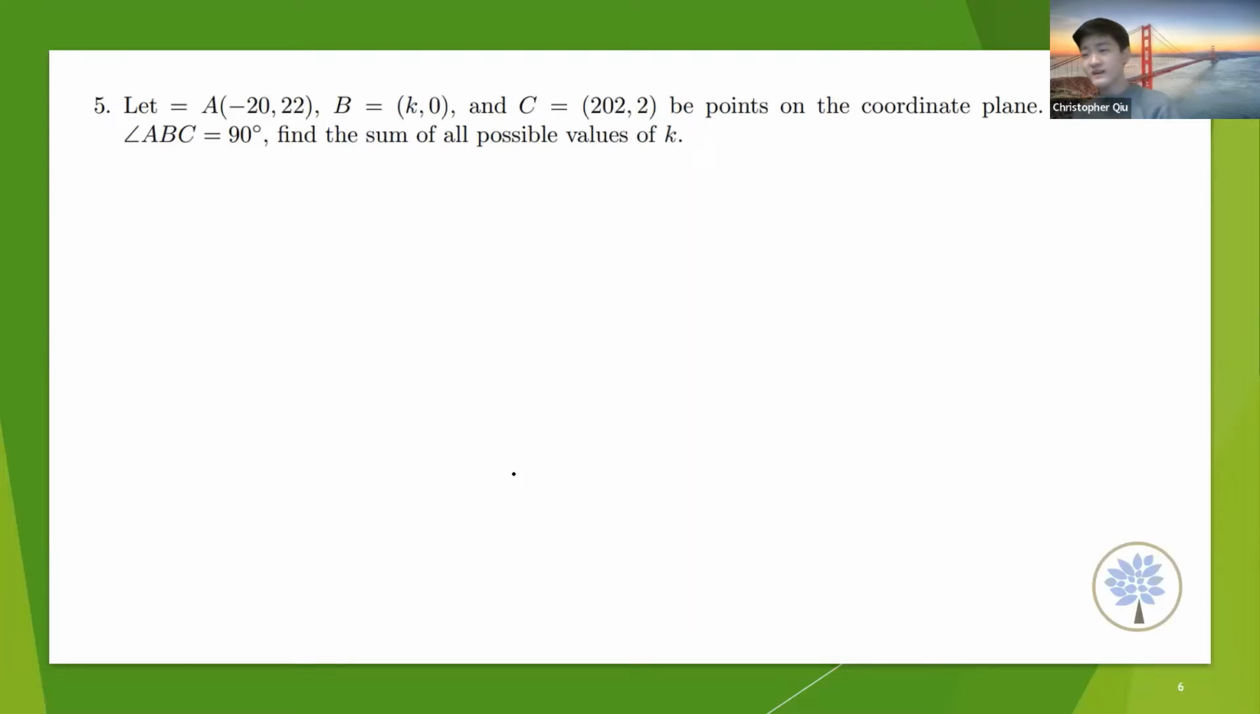All right, so in problem 5, we have 3 points, A, B, and C. This should say A equals the point (-20, 22), B equals the point (K, 0), and C equals the point (202, 2), all in the coordinate plane. And we're told that if angle ABC is 90 degrees, we have some values of K that work. And we want to find the sum of all possible values of K.